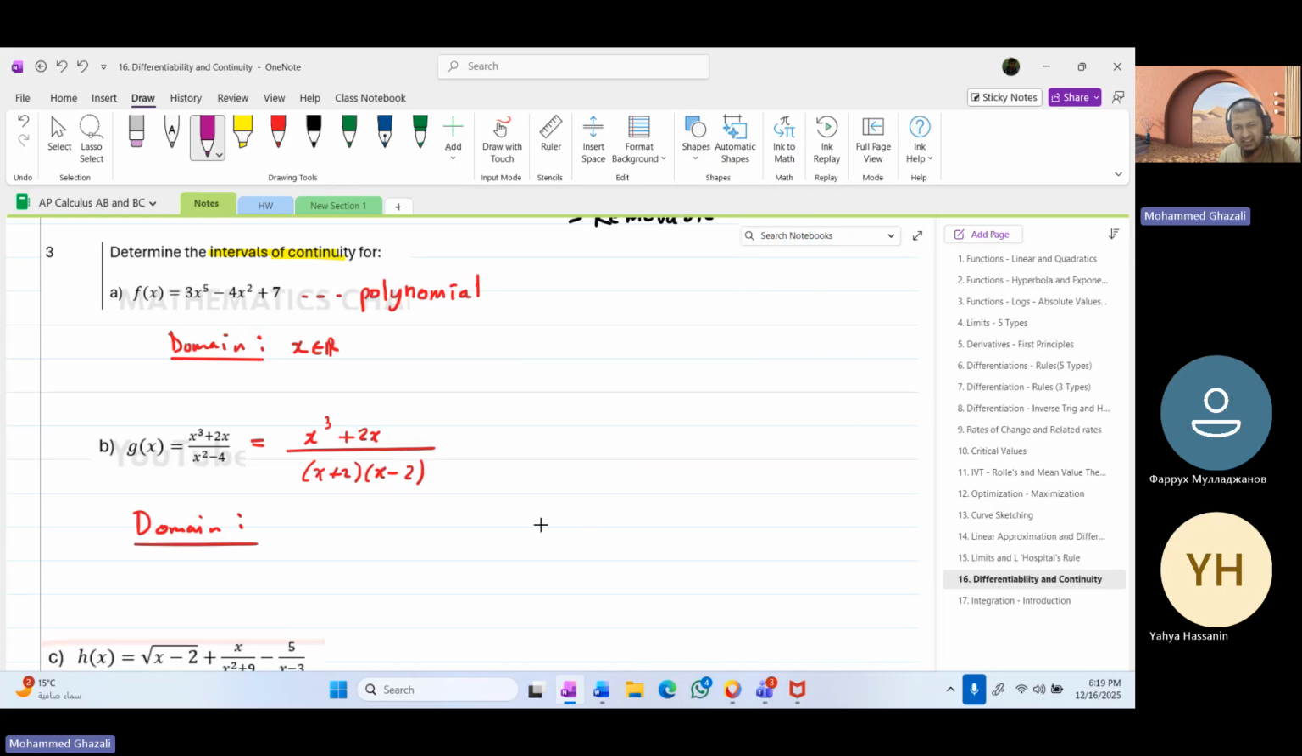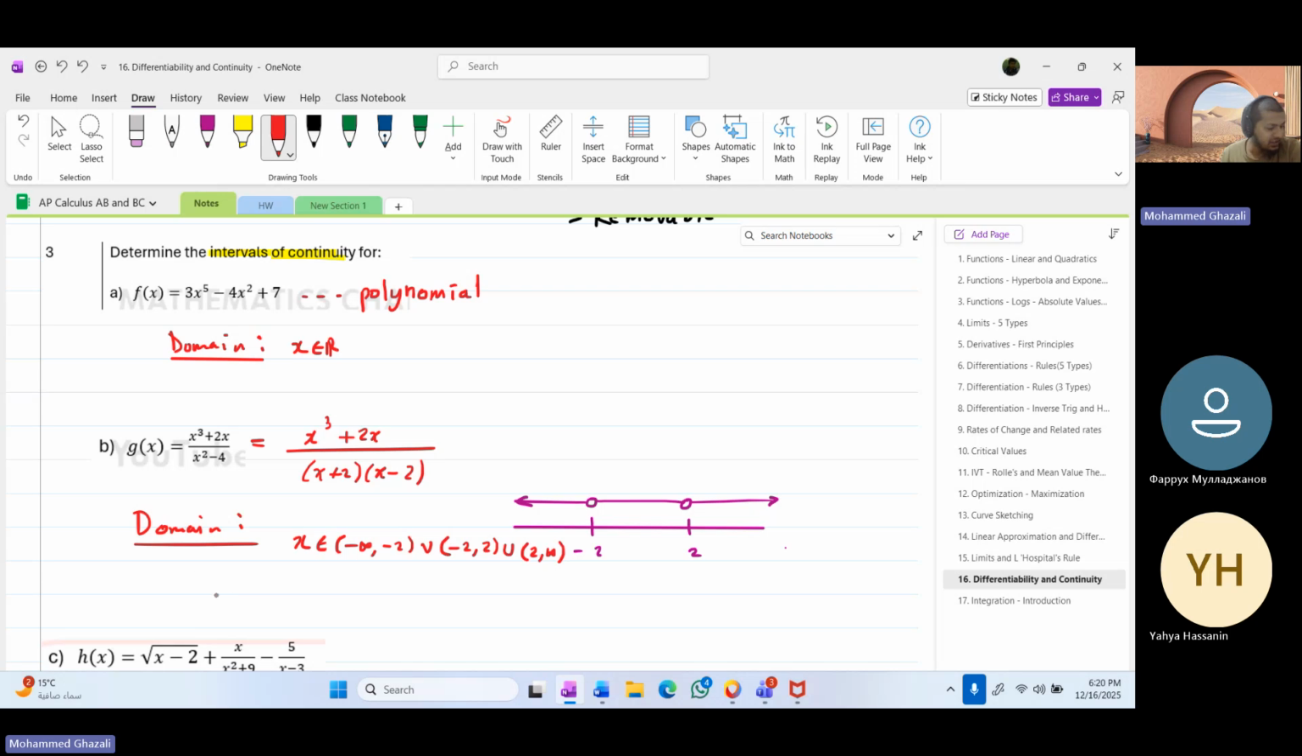Yes, that is correct, but let's write it in interval notation. Let's go to -2 and 2. It can't be those values, but it can be everything else. So we're going to write x is an element from negative infinity to -2, union -2 to 2, union 2 to infinity. Or you can write it as x is an element of real numbers except plus minus 2.